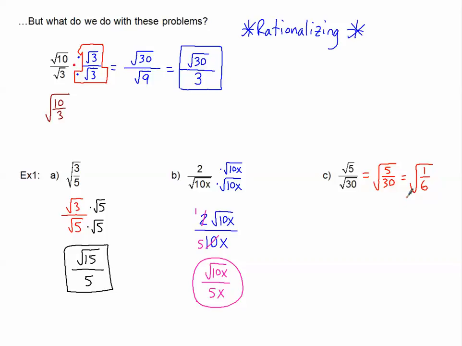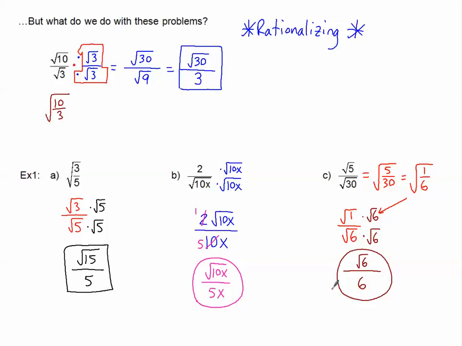So now I can deal with this. The square root of 1 divided by the square root of 6, at least it's a smaller radicand. I'm still going to rationalize by multiplying by the square root of 6 and the square root of 6. So my denominator simply becomes 6. And my numerator becomes the square root of 1 times the square root of 6, which is the square root of 6. So the square root of 6 divided by 6.